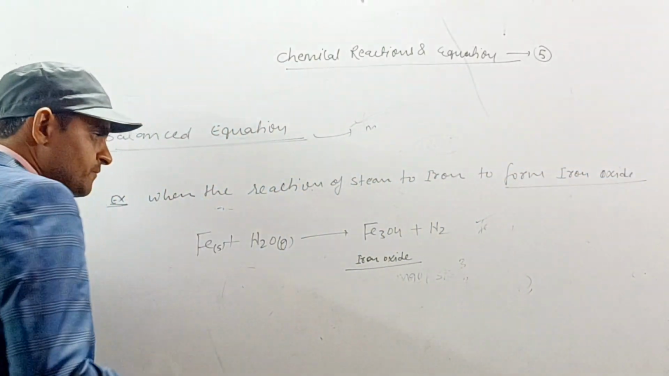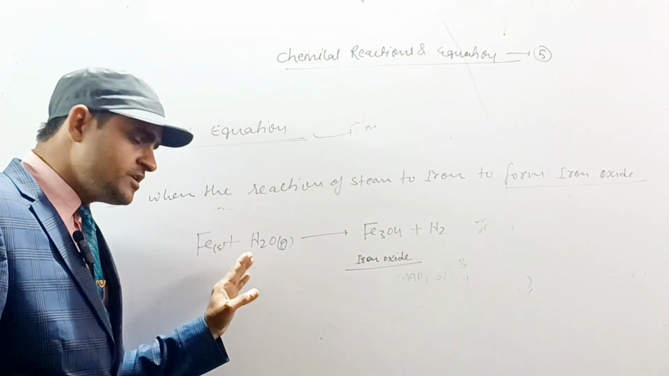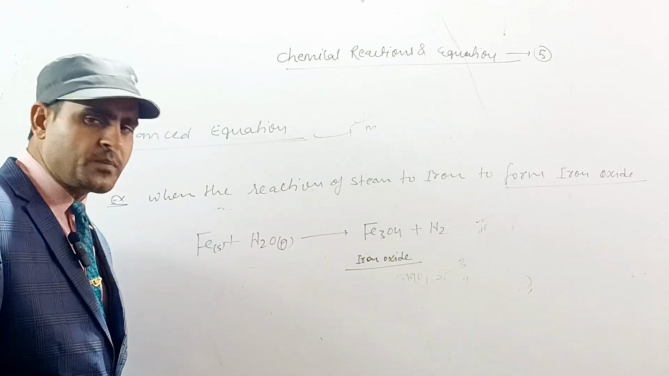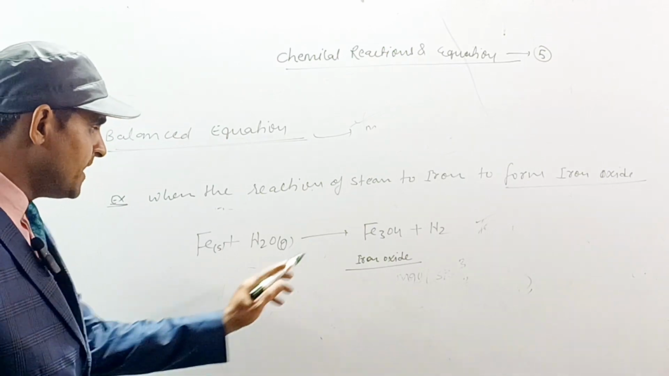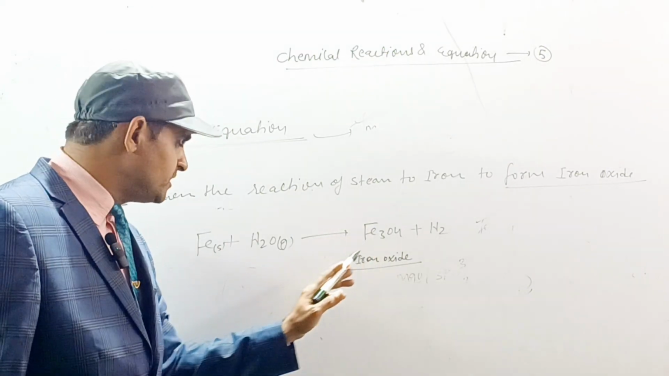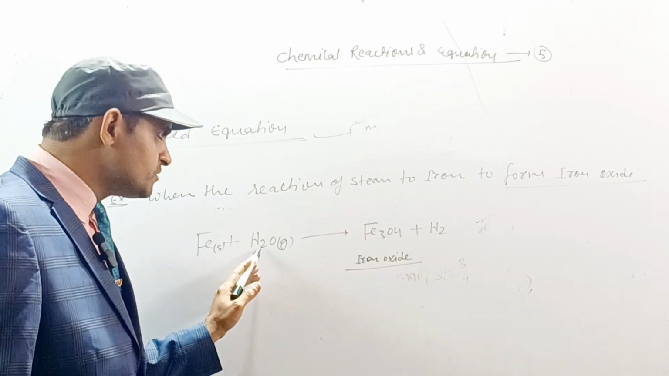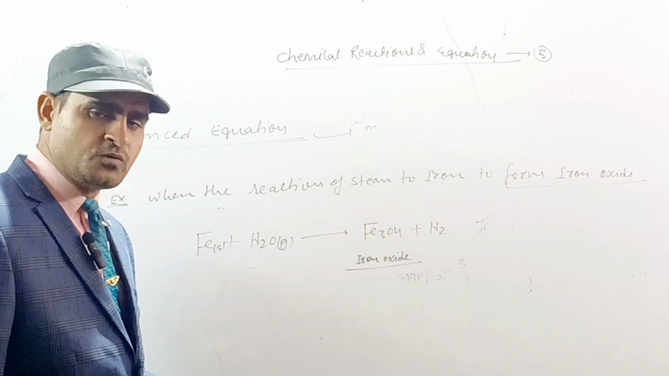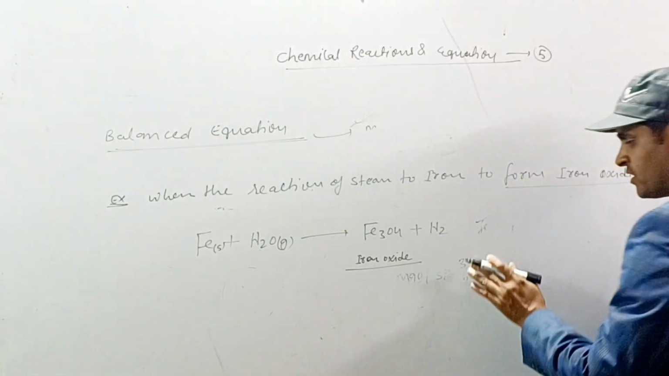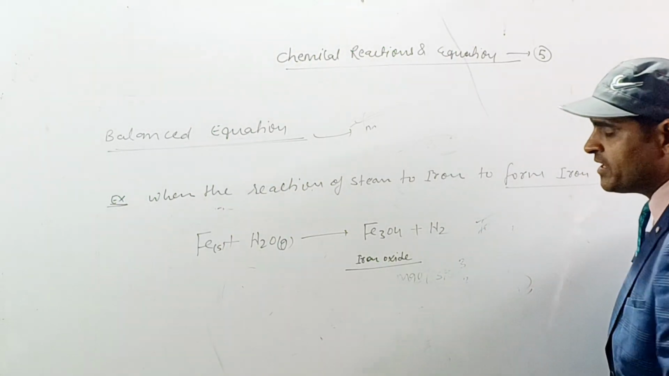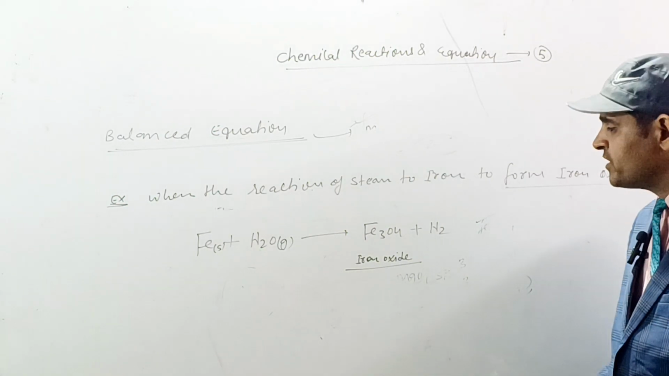Your answer is no. This reaction is not properly balanced. Why? Here the element Fe is 1 and here Fe is 3, and oxygen is 1 and oxygen is 4, and the hydrogen is 2 and the hydrogen is 2. So what will convert it into a balanced equation? This is the skeleton reaction, an imbalanced equation, in other words an improper reaction.